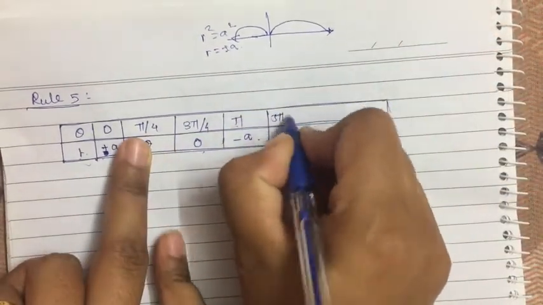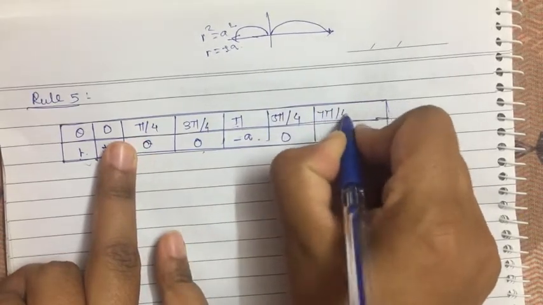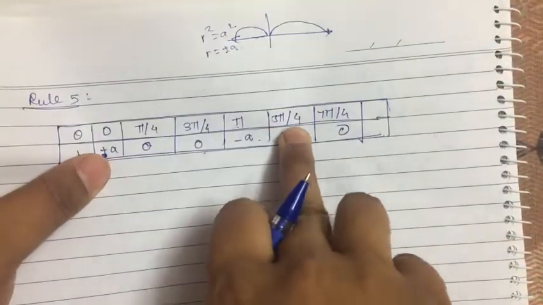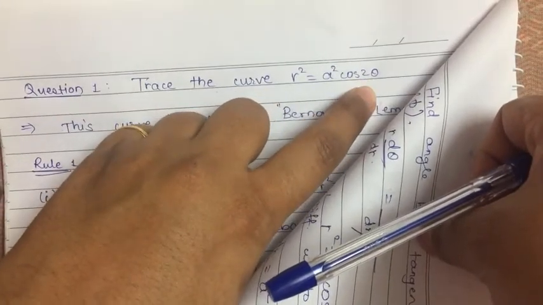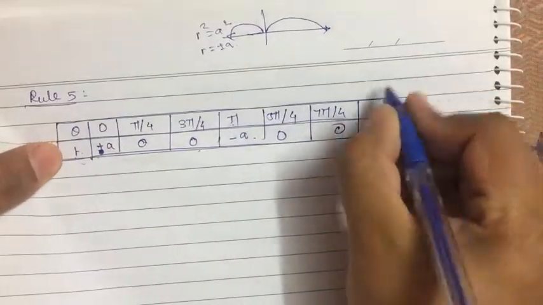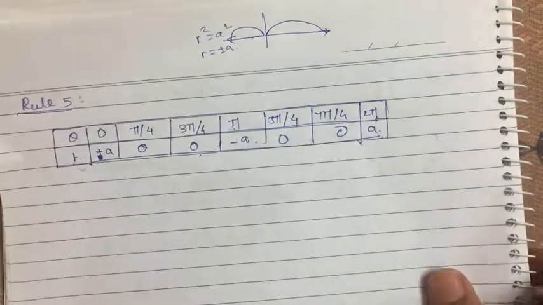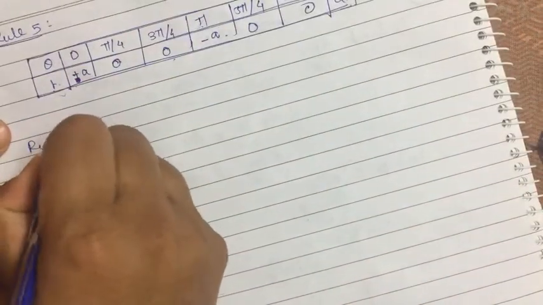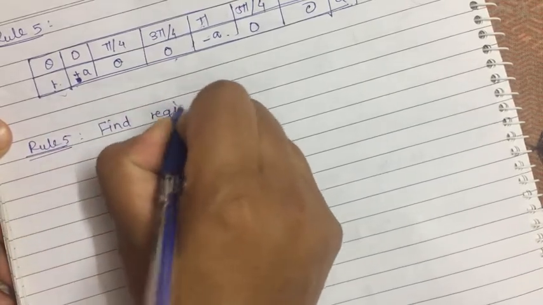Now for 5 pi by 4, again it becomes 0. For 7 pi by 4, it is 0, because 2 times 5 pi by 4 gives 5 pi by 2, and for odd multiples of pi by 2, cos is 0, so this is 0. And for 2 pi again you get a, but 2 pi means what? Again 0. And the last rule is rule number 5, that is find the region of absence.